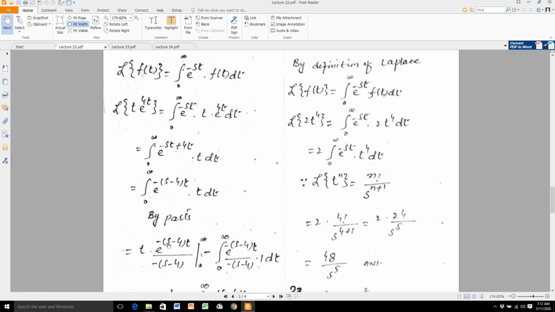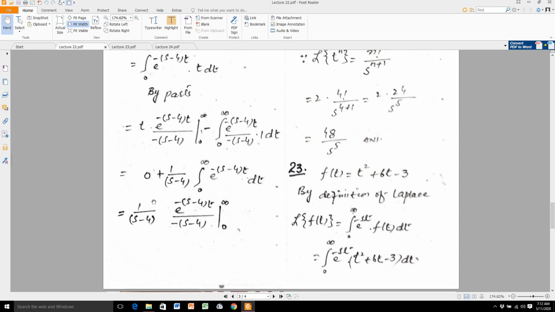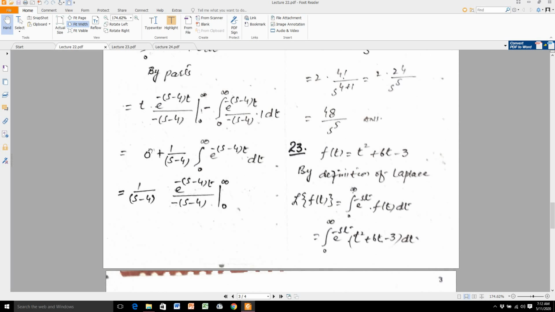here t e raised to the power minus s minus 4 into t divided by minus into s minus 4 from 0 to infinity, minus e raised to the minus into s minus 4 into t divided by minus into s minus 4 into 1 dt. Here you know what its answer is. It becomes 0, and its proof I have given you in the last lectures.